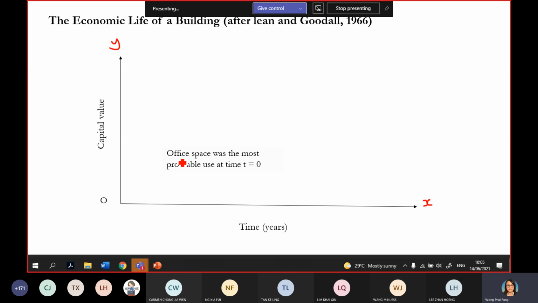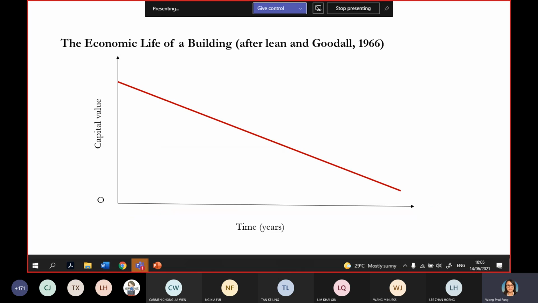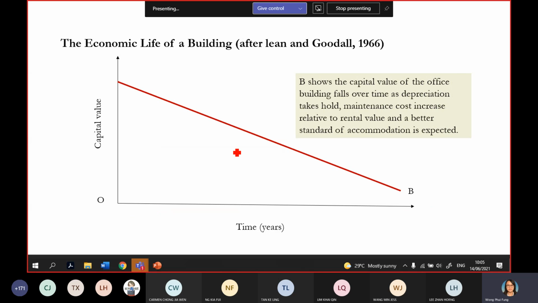Let's say building space, office space, was the most profitable use at time equals 0. This means your building is the newest and will have a high value when time equals 0, because it has just been completed, correct or not? The building looks very new. Of course, the highest value will be at T equals 0.